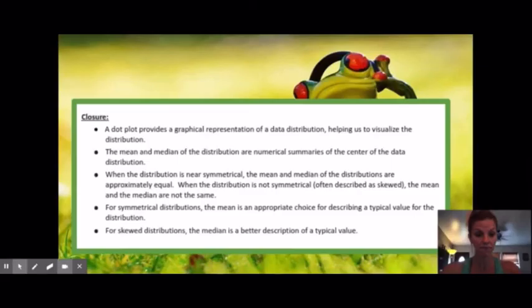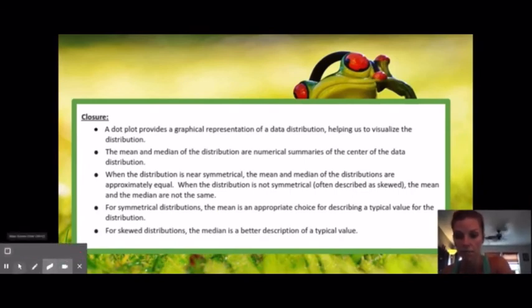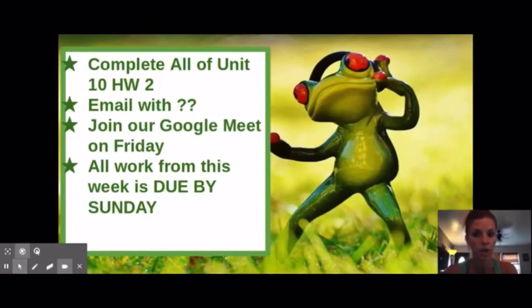So that's it. Mean, median, mode, range, and a dot plot today. Hopefully it wasn't too bad. Just remember again, if the data is symmetrical, you're going to pick the mean. If it's skewed, you pick the median. Nice and easy. Complete all of homework 2.